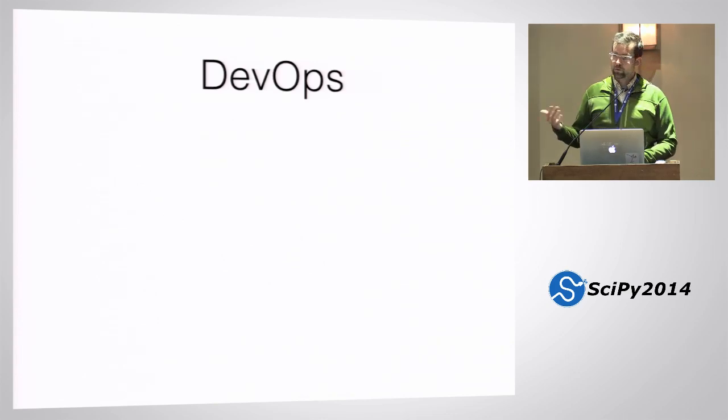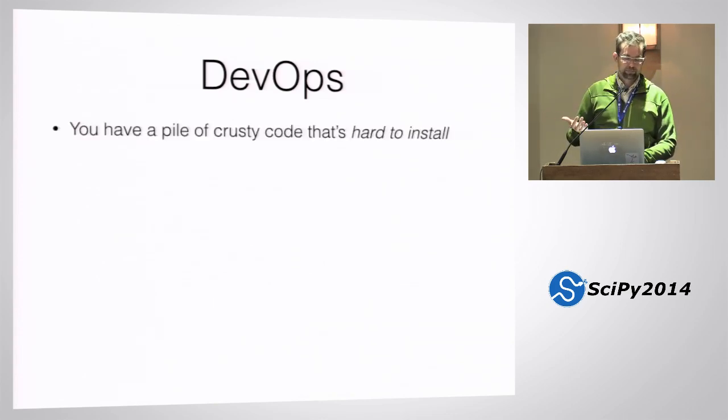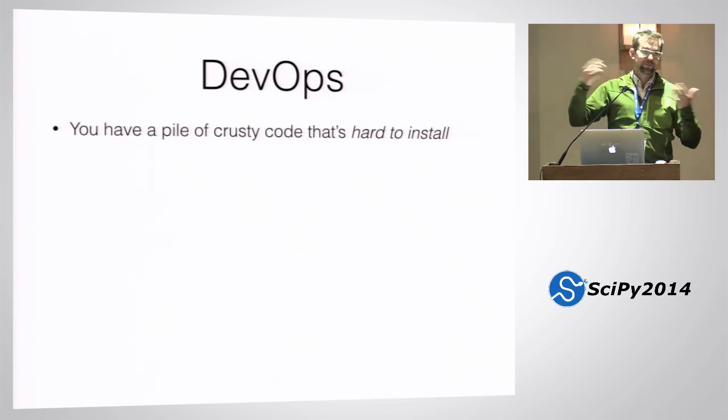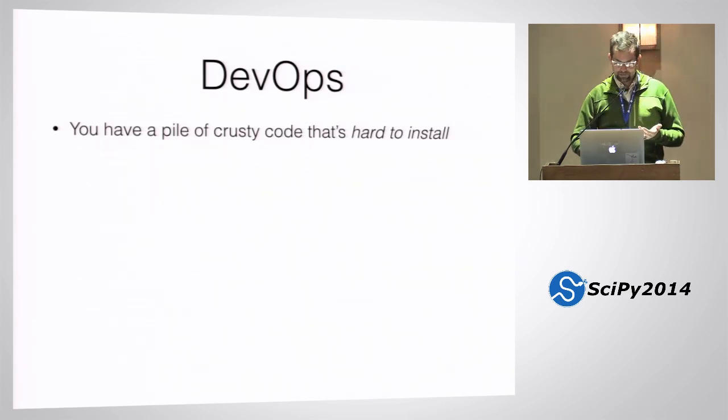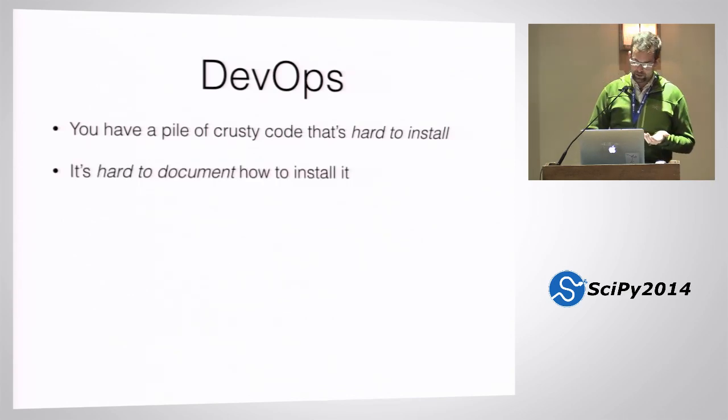So there's this new thing called DevOps. You might have heard of it. You have a pile of crusty code that's hard to install. And how many people have a pile of crusty code that's hard to install? There we go. So not everybody, right? But the other people in the room might want to use that stuff. But it's hard to document how to install it.